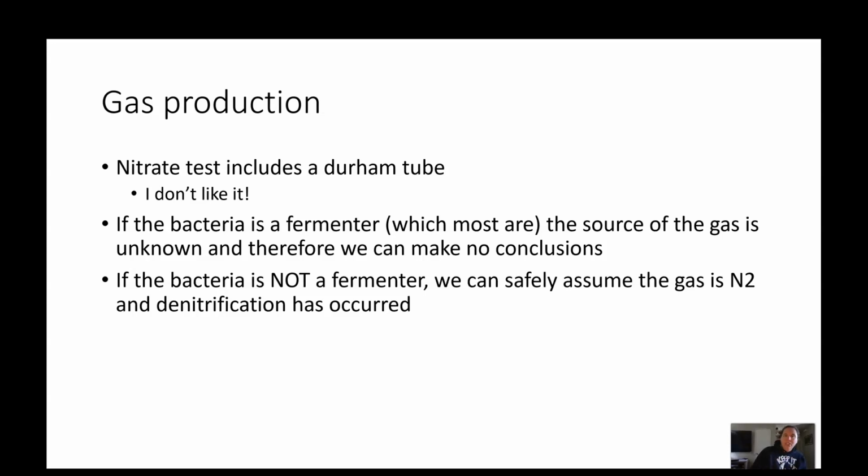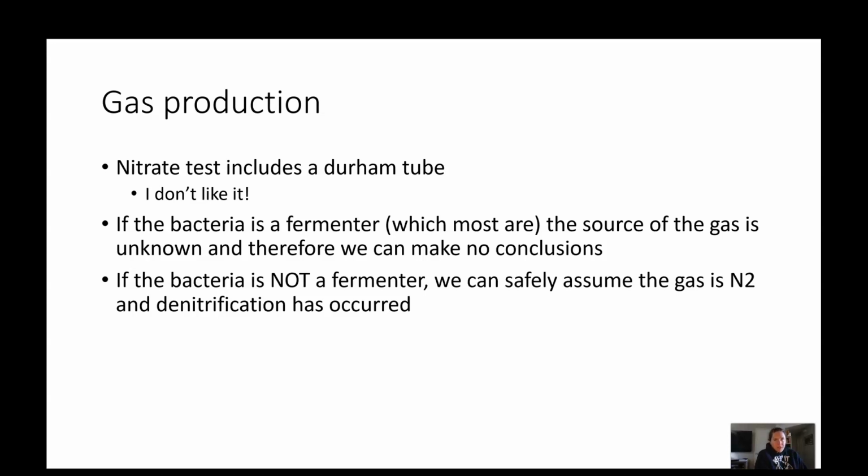So you'll see gas production a lot of times in nitrate broth, but you don't know the source of the gas because almost any time you do this, the bacteria that you're testing can ferment in some way. And if your bacteria is a fermenter, you don't really know the source of the gas. And so if you don't know the source of the gas, there's really no conclusion that you can make from it. But the idea here is that if you're working with a bacteria that you know for sure is not a fermenter and it produces gas, you can assume that that gas is nitrogen and therefore denitrification has occurred. In other words, the bacteria is nitrate reductase positive.